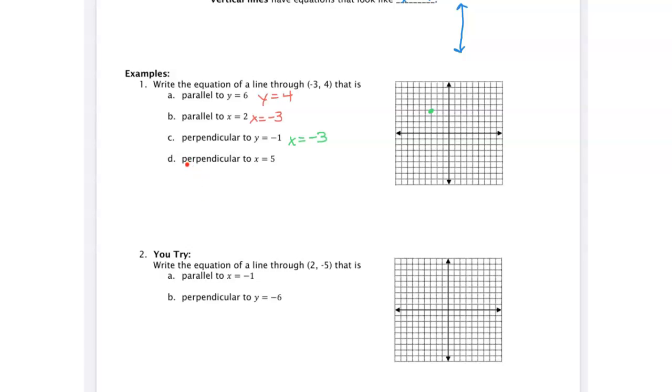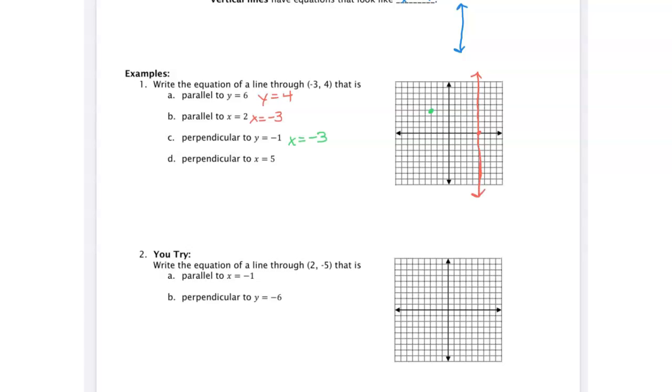All right, and then our last one for this problem. Write the equation of the line through (-3, 4), again, it's plotted, that is perpendicular to x = 5. Well, let's go ahead and draw x = 5. Go to your x-axis and find the point 5. 1, 2, 3, 4, 5, which is here. Since it's x = 5, we will have a vertical line, so straight up and down.